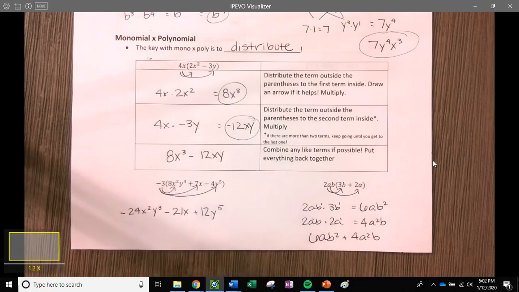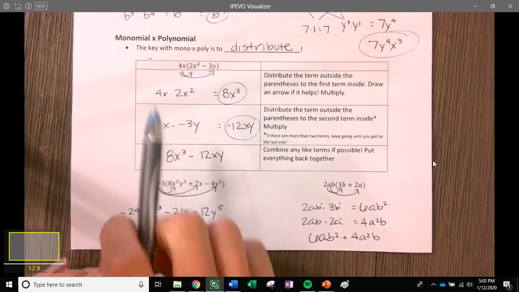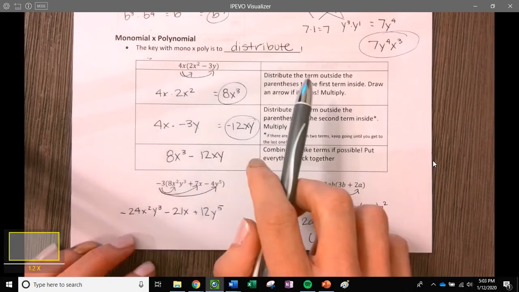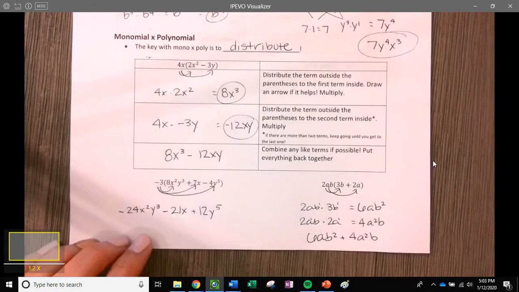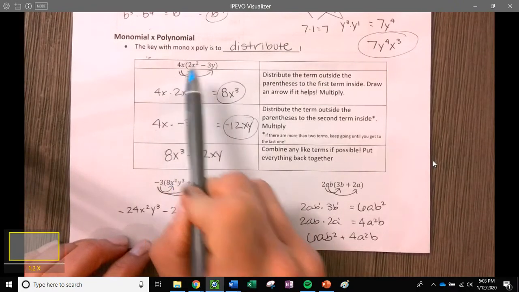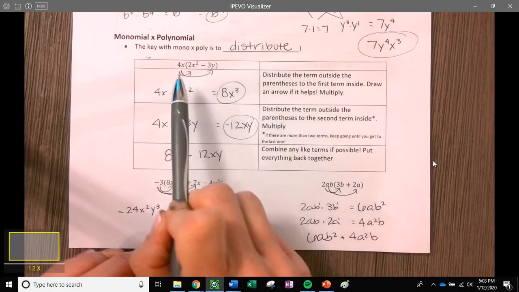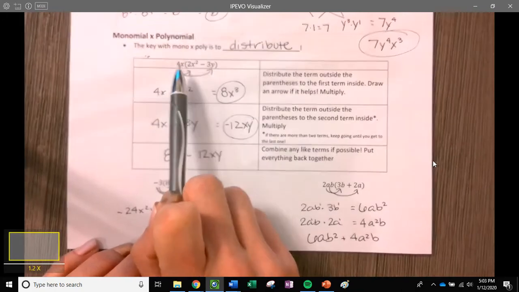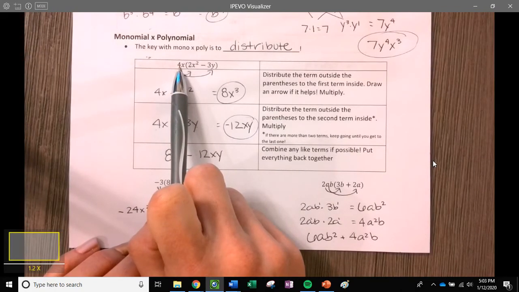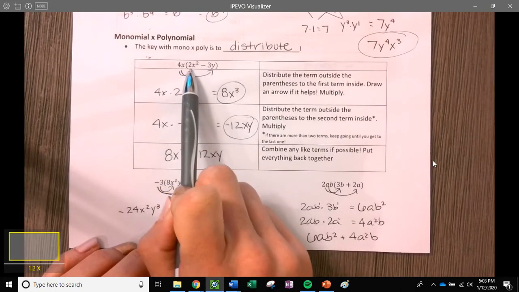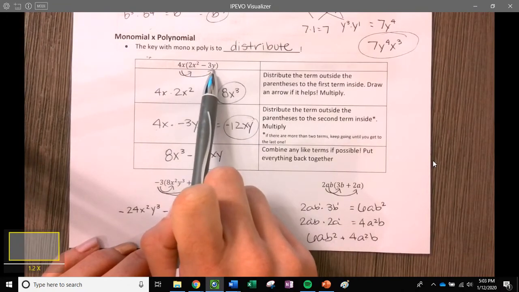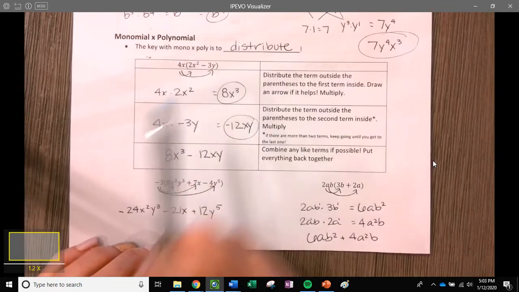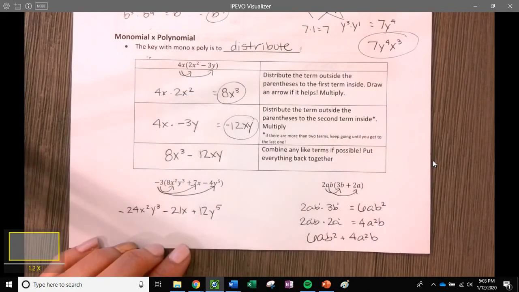The key when you have a monomial outside of the parentheses is to distribute it to anything that's inside, no matter how many terms you have. You have got to distribute it to every single term inside those parentheses. Don't distribute it to the first one and then think you're done. If you have a monomial, a single term outside the parentheses, then you should see different numbers inside in your answer. You should never wind up with identical to the problem that you're given.